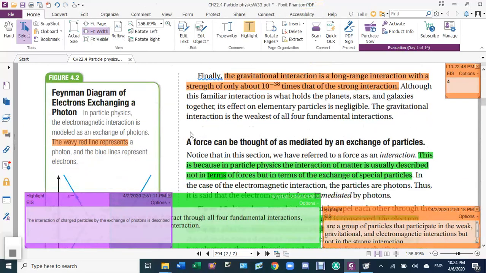Finally, the gravitational interaction is long range, with a strength of only about 10 power minus 38 times that of the strong interaction. Although this familiar interaction is what holds the planets, stars, and galaxies together, its effect on elementary particles is negligible. The gravitational interaction is the weakest of all four fundamental interactions.